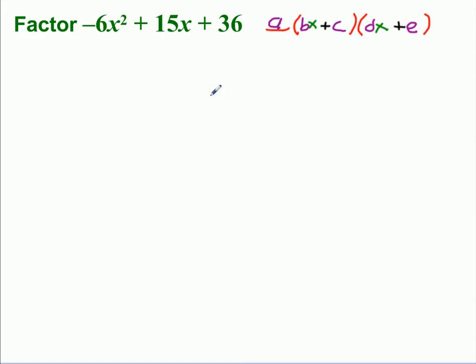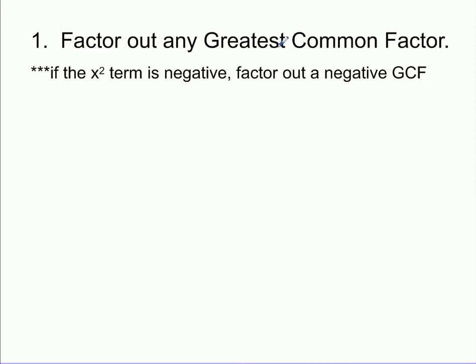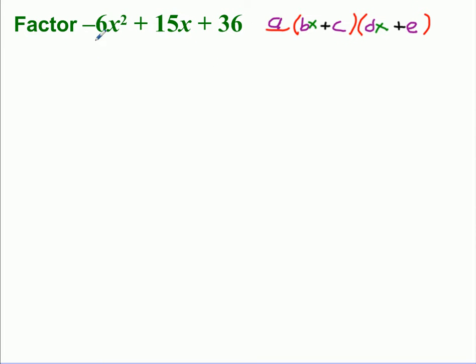The way that I like to do it is to look at these 3 terms, and first of all, figure out if there is any greatest common factor that I can factor out. So the first step is to factor out any greatest common factor. If that first term, the x squared term, is negative, I'm going to factor out a negative greatest common factor. In this case it is. So I'm going to factor out the largest number that goes into negative 6, 15, and 36, and that number is negative 3.